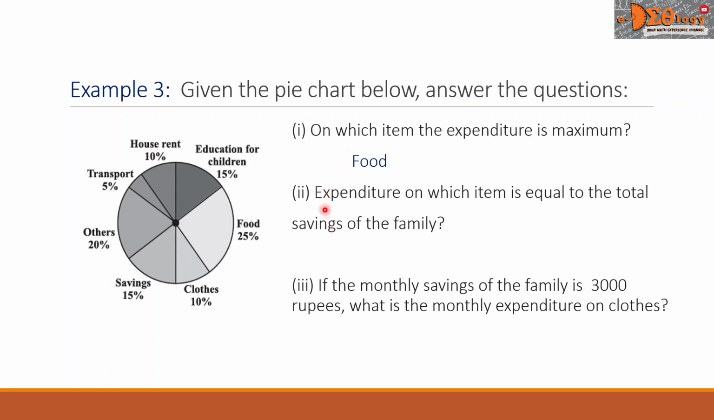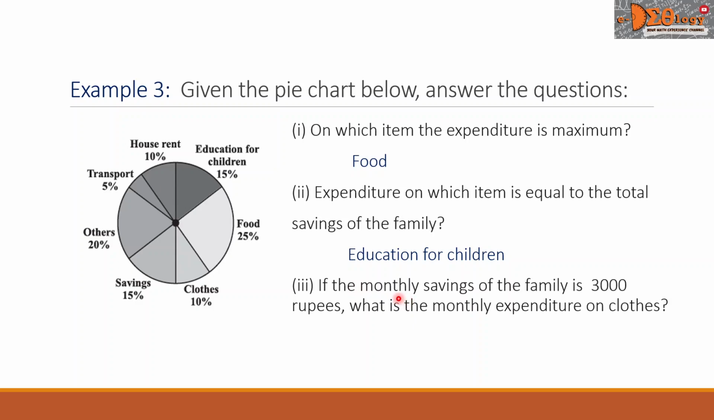Second question, expenditure on which item is equal to the total savings of the family? The savings of the family is here with 15%. There is another sector with 15%, which is education for children. No other sectors has 15%. So for question number 2, the answer is education for children.